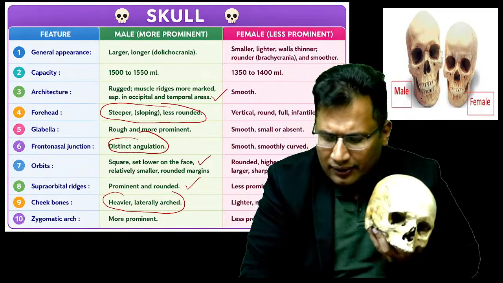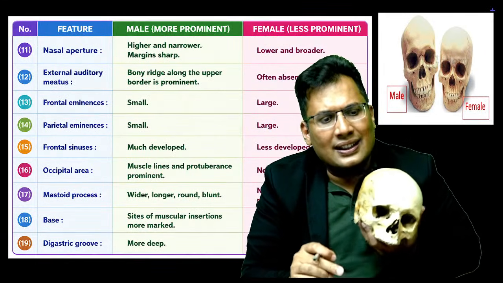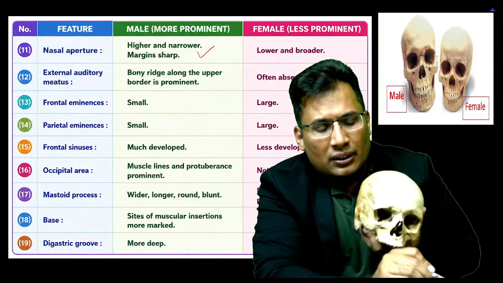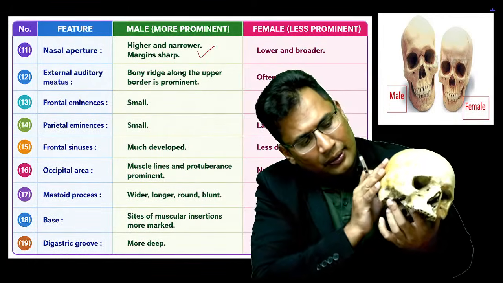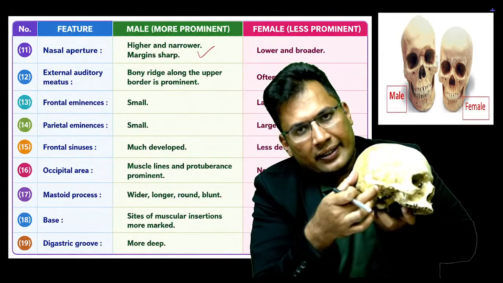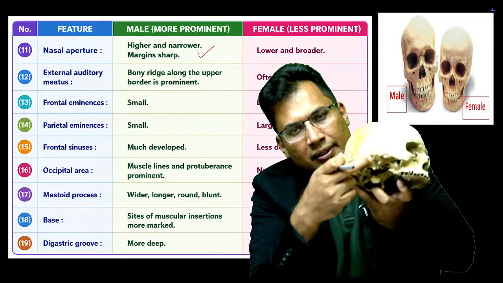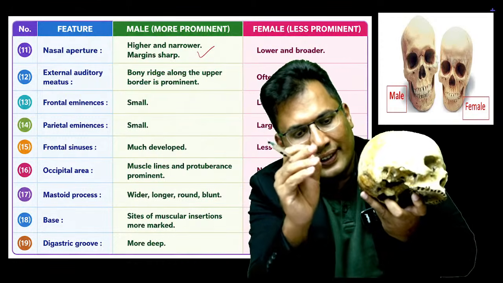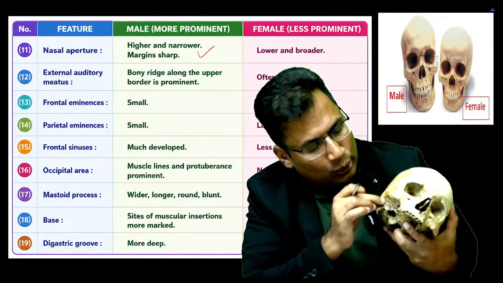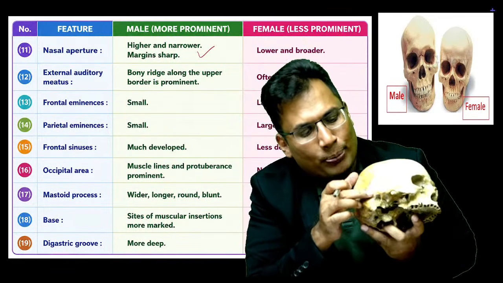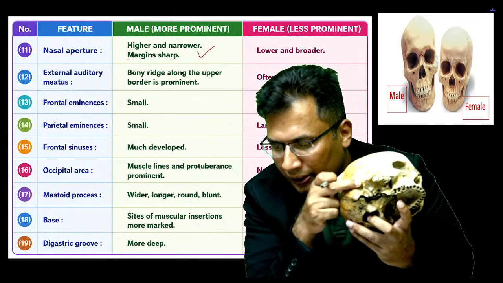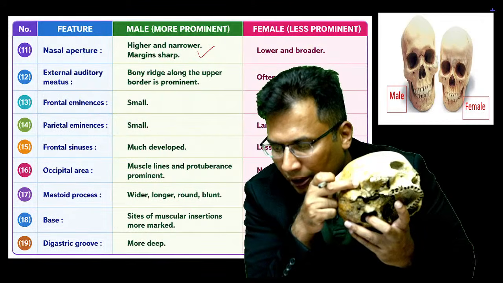So 10 points. Then comes the nasal aperture. Nasal aperture is higher and narrower. External auditory meatus. Yes, look at this. This is the external auditory meatus. So the bony ridge along the upper border is prominent. You can see here the bony ridge is there on the upper border, which is prominent here. So can you make out this point, guys?